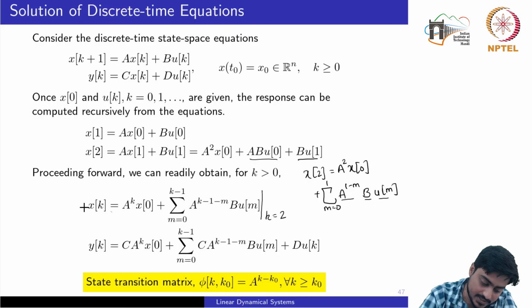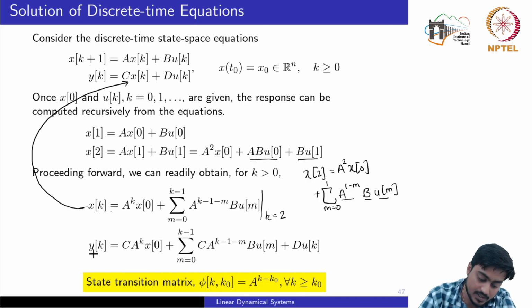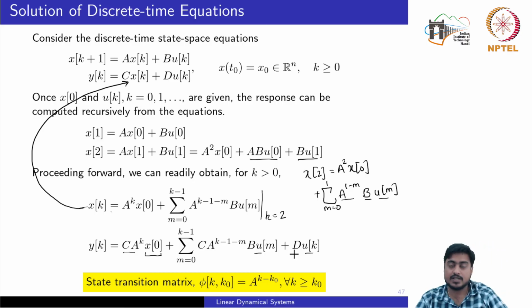Now just putting this x of k again back to here, we get the response, which is basically the summation of two individual responses, one because of the initial state and another because of the input. This is the zero input response and this is the zero state response, where the state transition matrix is given by this one.